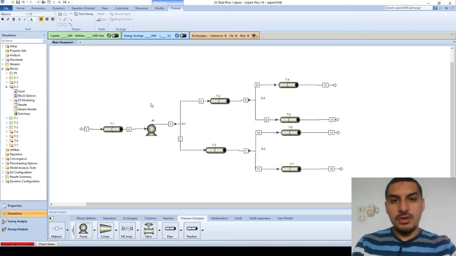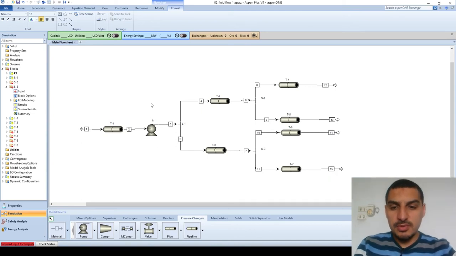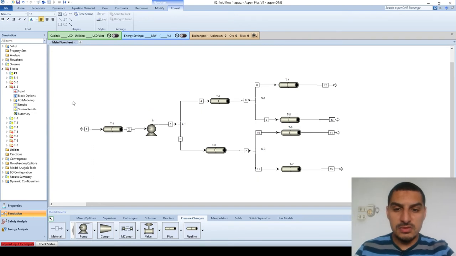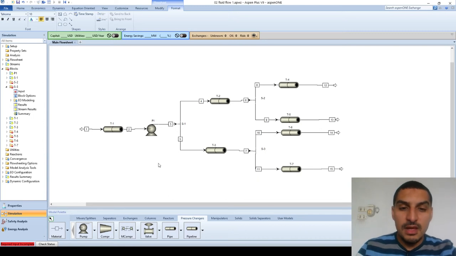Hello, everybody. So we're still talking about the pump or the pipe network problem. In the last video we were done with this part of the flow sheet, and we did some manual calculations using Microsoft Excel to validate the results and make sure that we understand how the calculations are going. In this video, we are gonna go for the rest of the flow sheet.